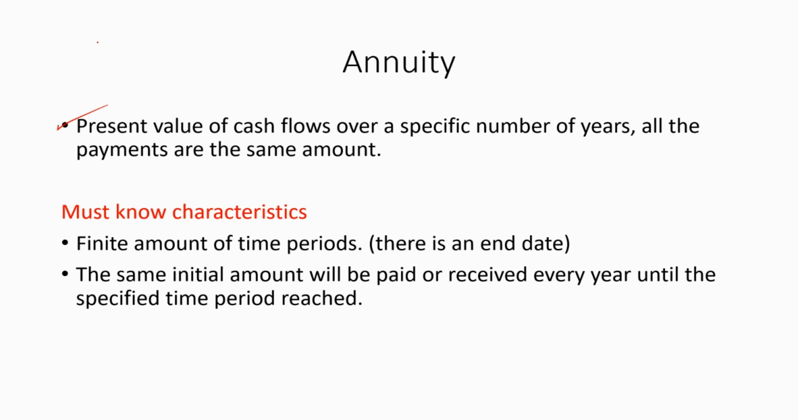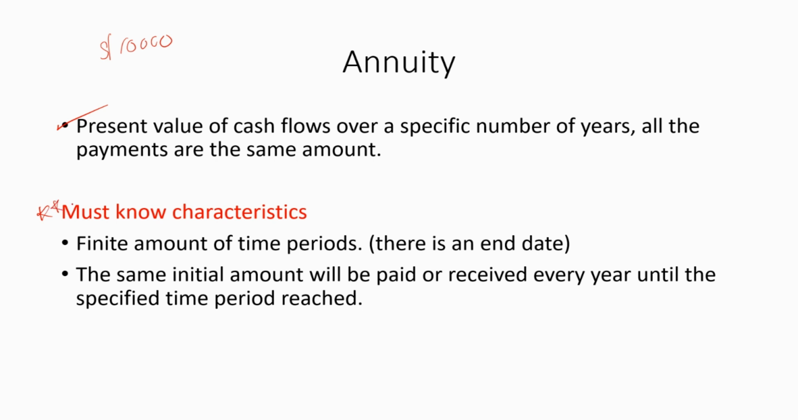Let's say you have taken out a loan. Every month you have to repay this loan. Usually the repayment amount is the same. Let's say $10,000 every month until a specific date. This is an annuity. What we do here is we calculate the present value of these future cash flows.